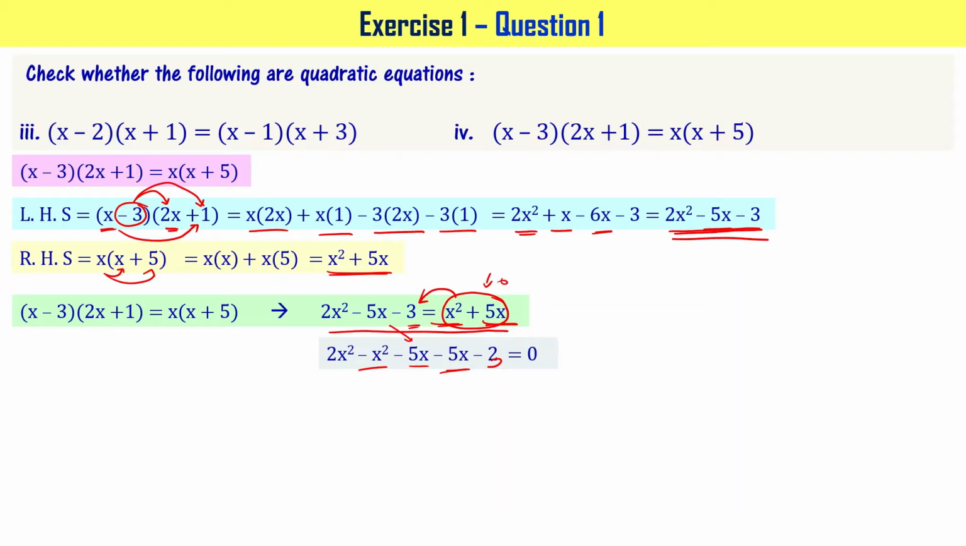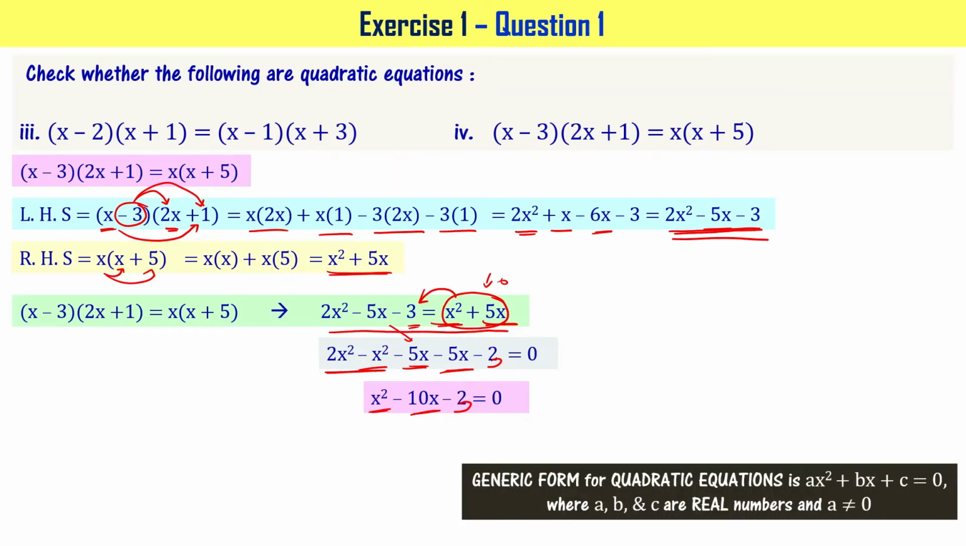Now let us further simplify this such that I can write it as 2x square minus x square is x square, minus 5x minus 5x, that is minus 10x, and this is minus 3. Here also I have a typo. That is equal to 0. This is in the form of quadratic equation ax square plus bx plus c equal to 0, right? For that reason, we say that the given equation is a quadratic equation. Got it?